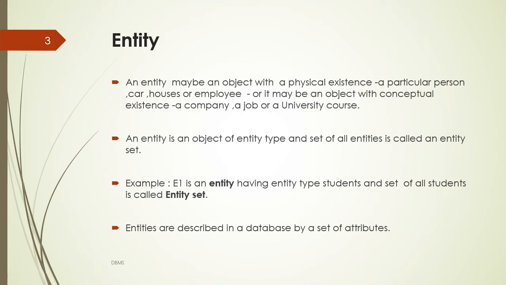An entity may be an object with a physical existence like a person, a car, a house, employee, pen, book, etc., or an object with conceptual existence like a company, a job, a university course. Now, an entity is an object of an entity type, and the set of all entities is called an entity set. For example, E1 is an entity having entity type students, and the set of all students is called an entity set. Now entities are described in a database by a set of attributes.